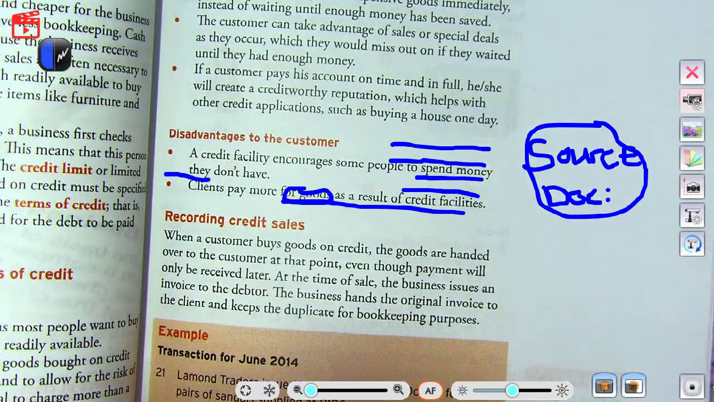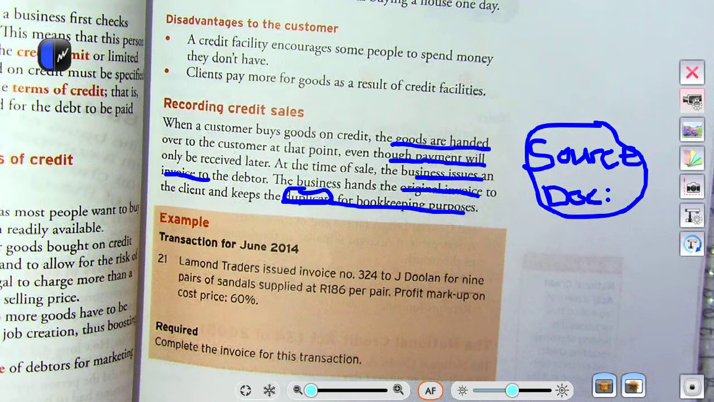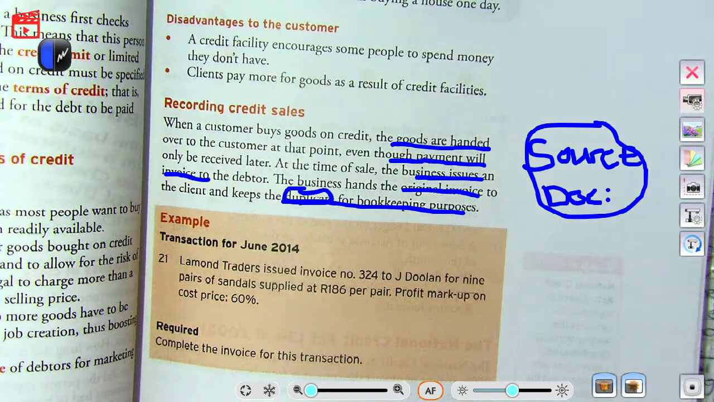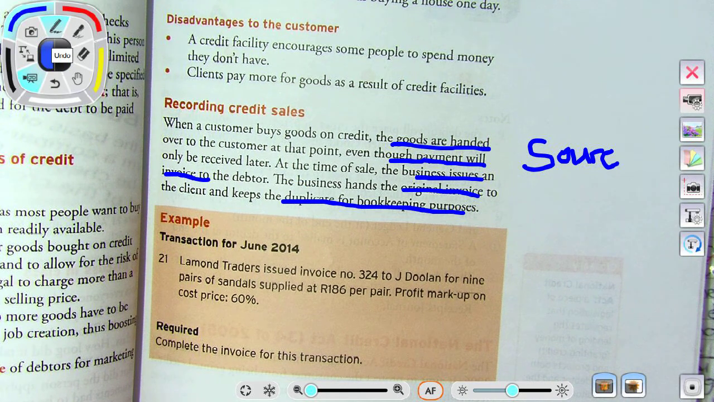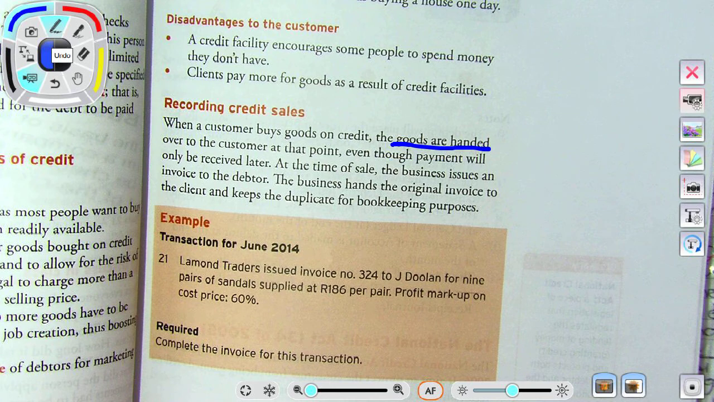Let's look at this example quickly. Transactions for June 2014. Lambden Traders issued invoice number 324 to J. Dulin for 9 pairs of sandals supplied at 186 Rand per pair.